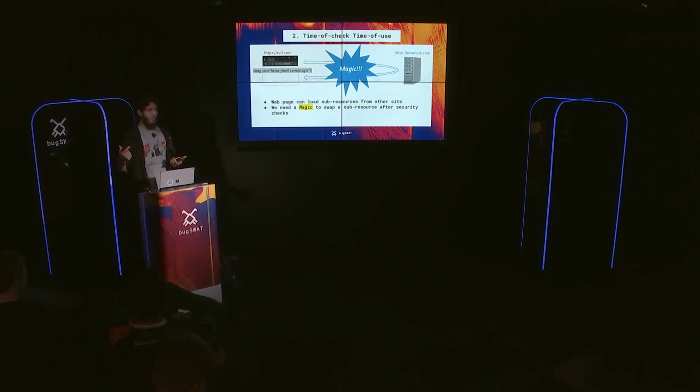The main idea here is, let's say you have an image tag loading evil.com/magic. There's magic in between, so that even though it requested evil.com, it will get the result from example.com and load it into the same image. When this happens, for the image case, we can use Canvas API to read the image data, because you have access to pixels rendered in the image if that's same origin.